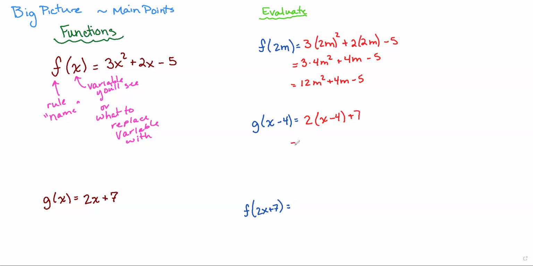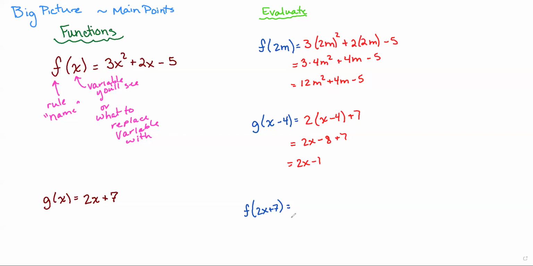Now, I still can simplify. Using the order of operations, I have to get rid of the parentheses. There's nothing I can do with that, so then I'm going to multiply, which is distribute. There's no exponent, so this is just going to be 2x minus 8 plus 7. Combine my like terms, which are those constant numbers, so I have 2x minus 1. So g of x minus 4 is worth 2x minus 1. I can't actually get it down to a number because I still have that x that I was plugging in.